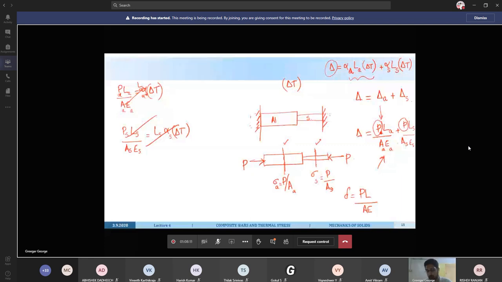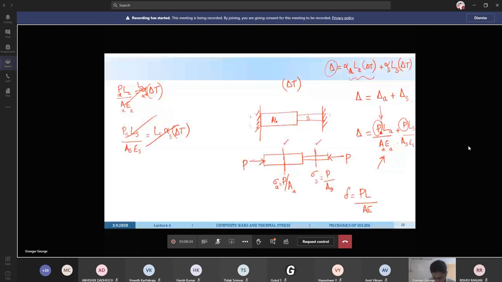But as you said, there is a material property, which is associated with the cross-sectional area there. So the stress developed in the aluminum and steel will be different. Sigma A and sigma S will be different, but the force acting at this cross section will be the same.